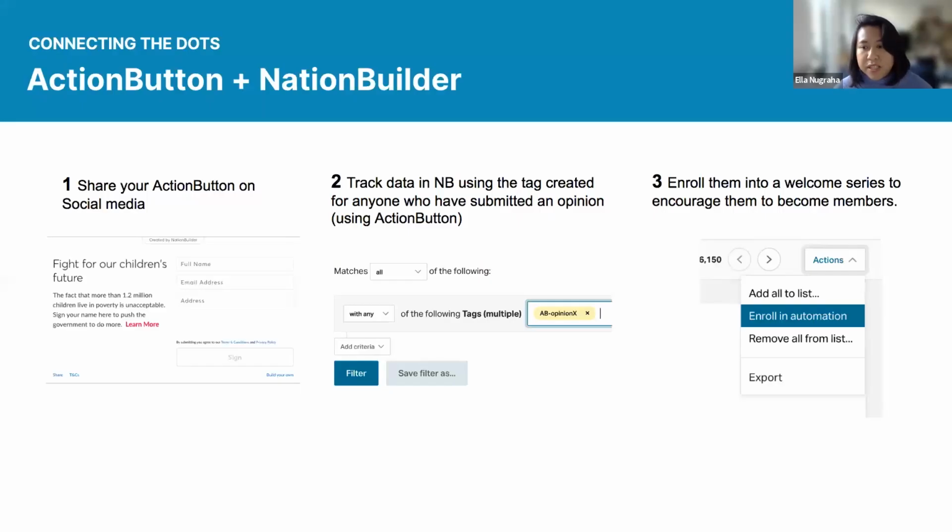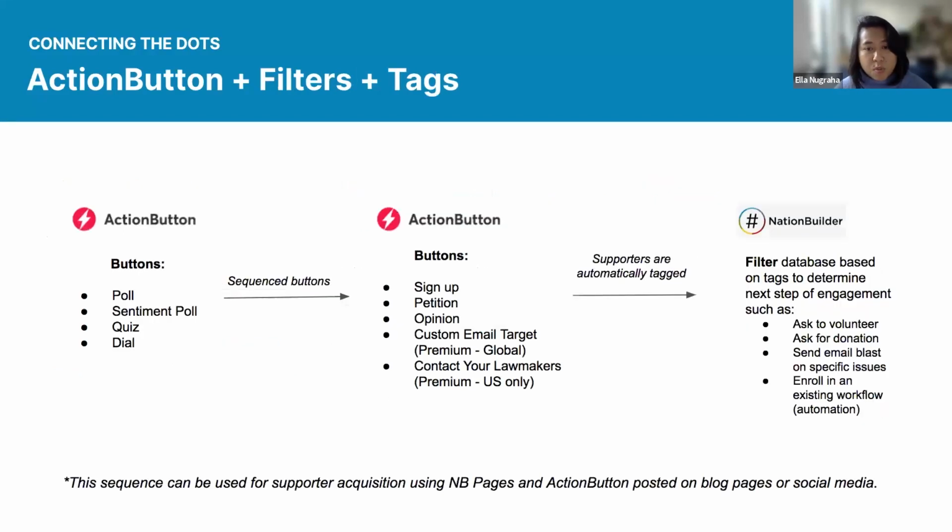So here's just a really simple example about combining action button with NationBuilder. You can share your action button, for example, here on the left-hand side on social media. People take action and they will have a tag. And then you can track that data in your platform, in the control panel, and then you can filter them and enroll them in an automation, as you can see on the right-hand side.